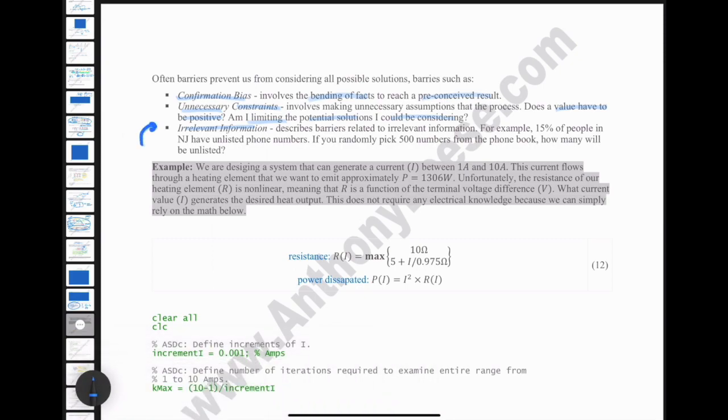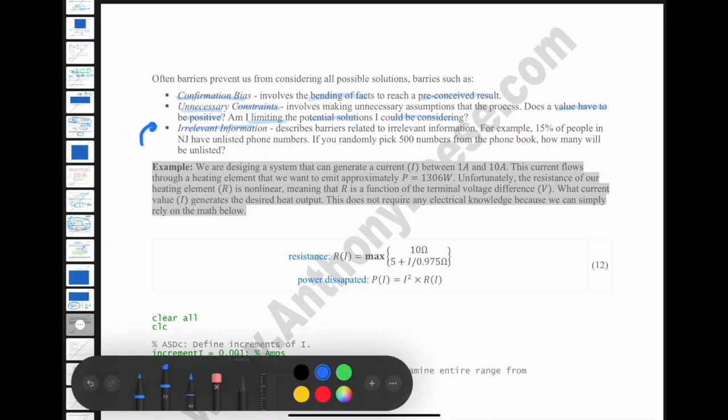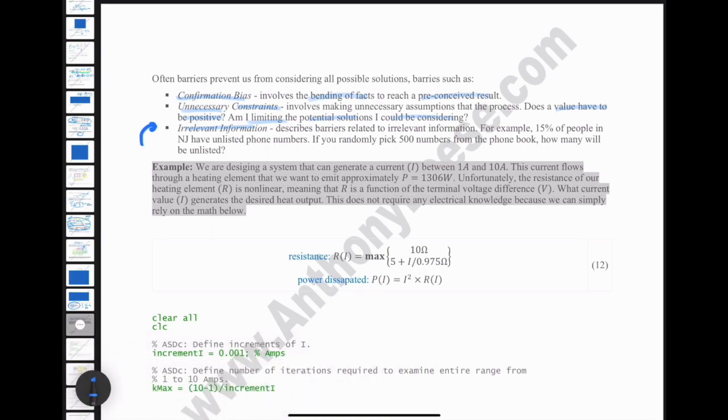I know it's something that you see on the FE exam, the SATs, the GREs. So irrelevant information is a barrier because it makes you consider unnecessary constraints. So let's take a look at this.